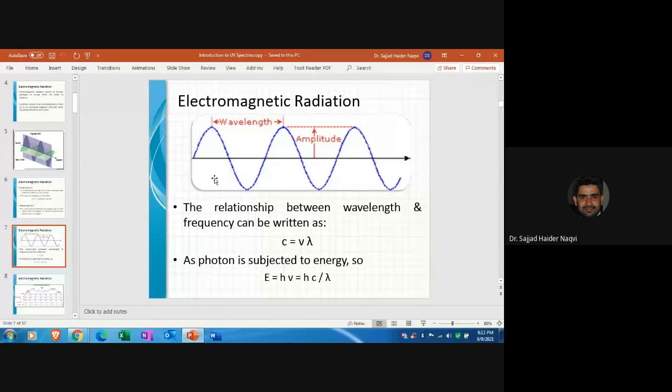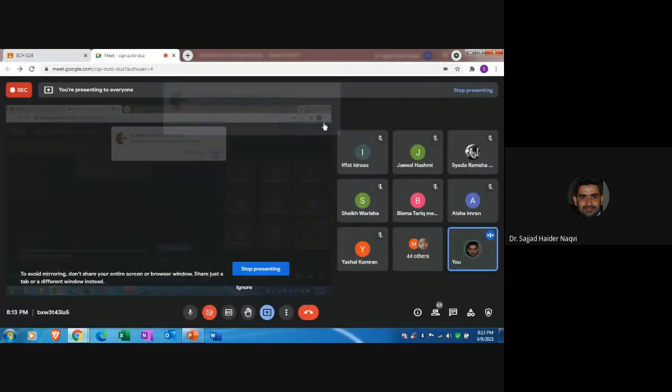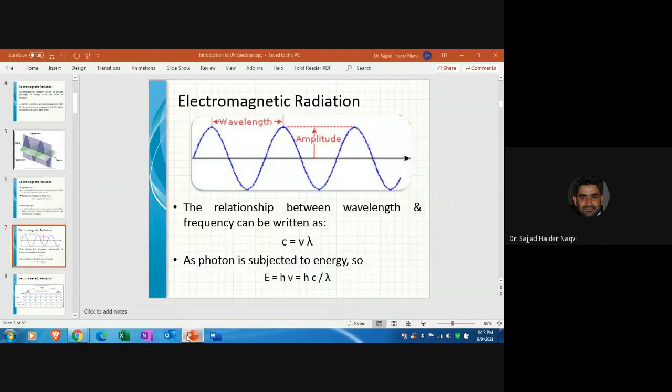These two characteristics are correlated with a relationship, and that relationship is here. C is equal to nu lambda, where C is the speed of light. As a photon is subjected to energy, this E refers to energy, and this E is equal to h nu, or you can substitute the values either way, and that's how you can calculate. Now in this equation, you can see that there are a few variables, and if you know all the variables except one, you can calculate the unknown.